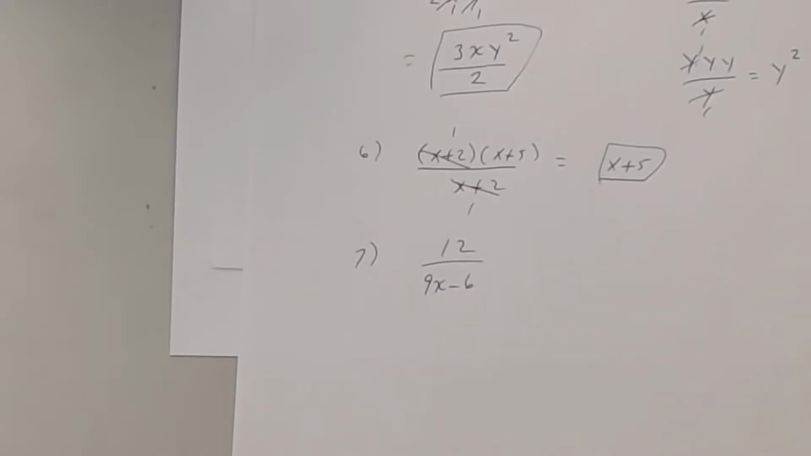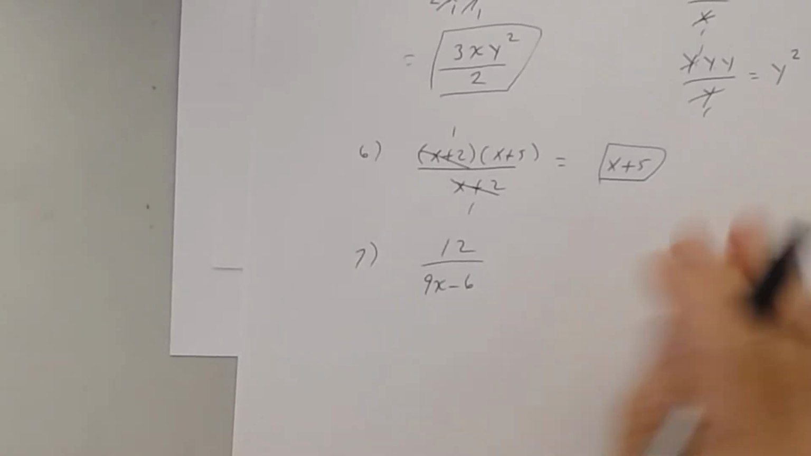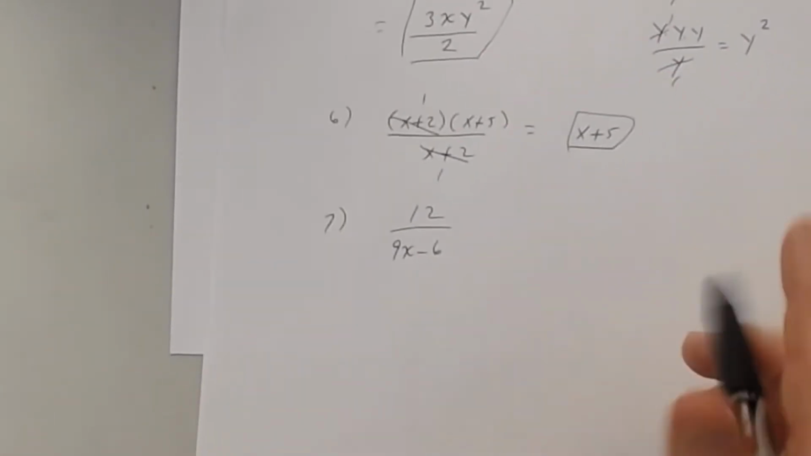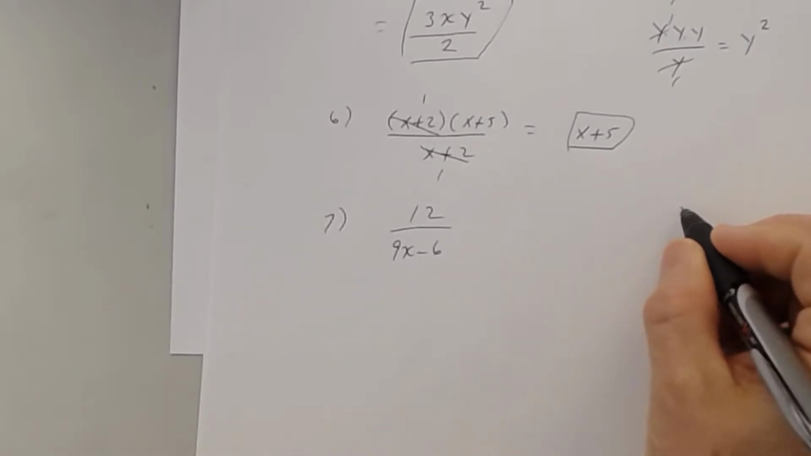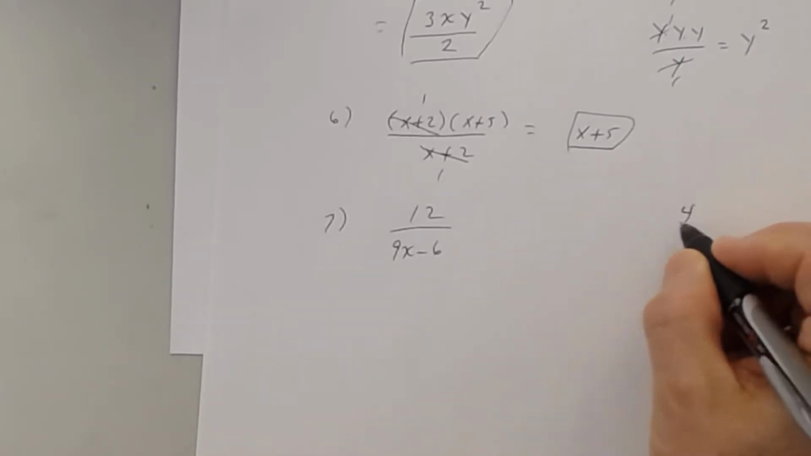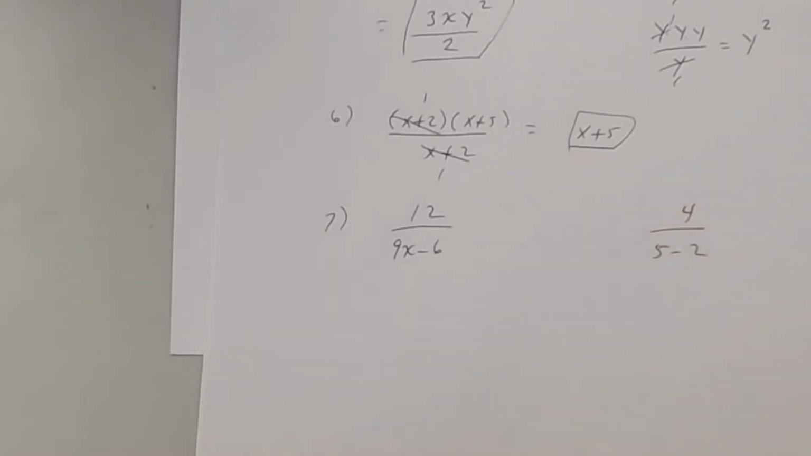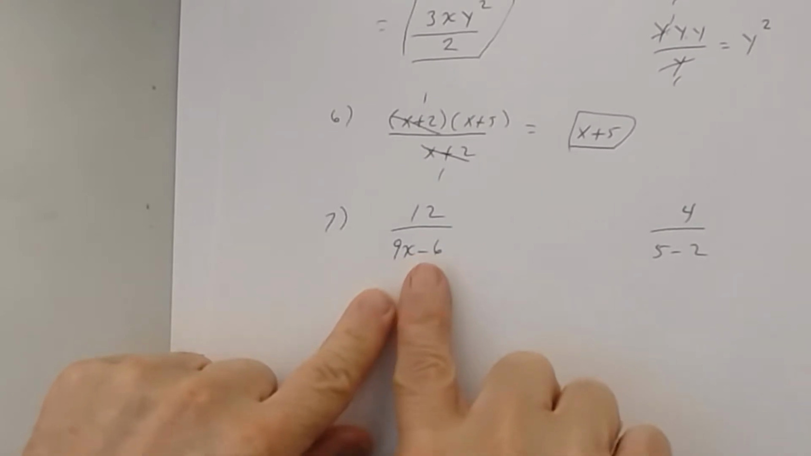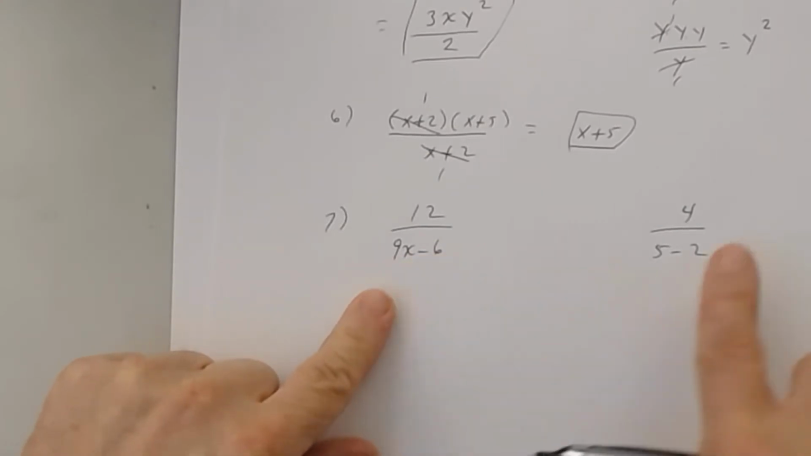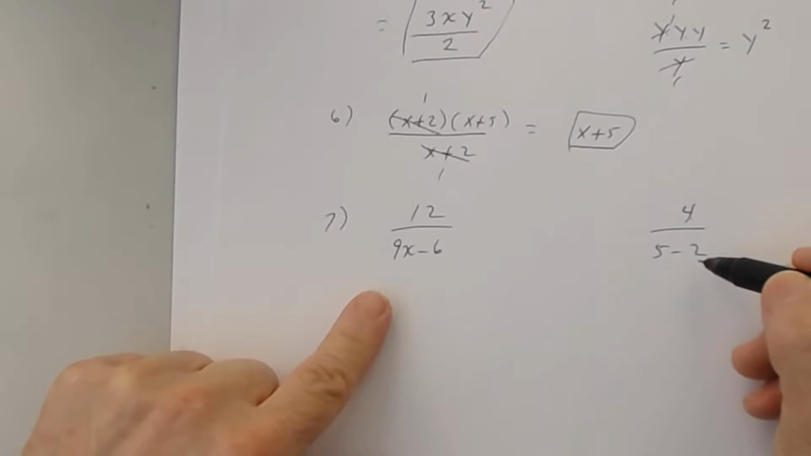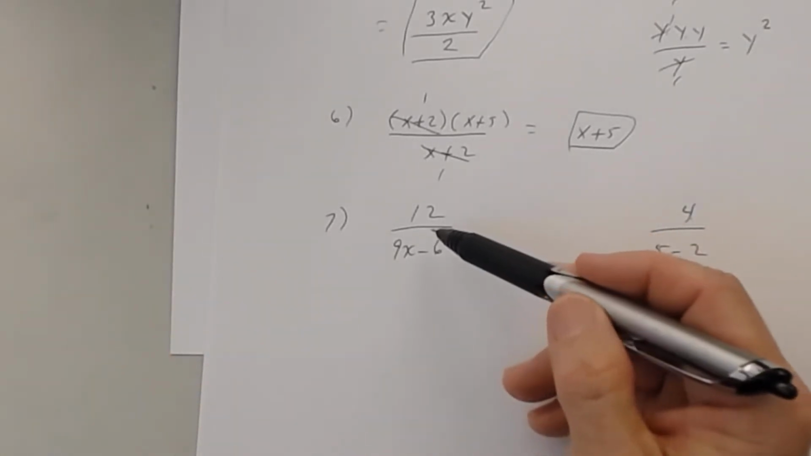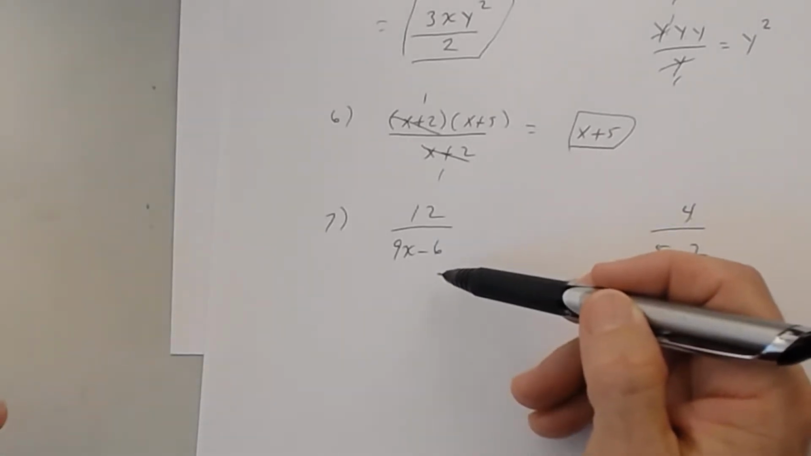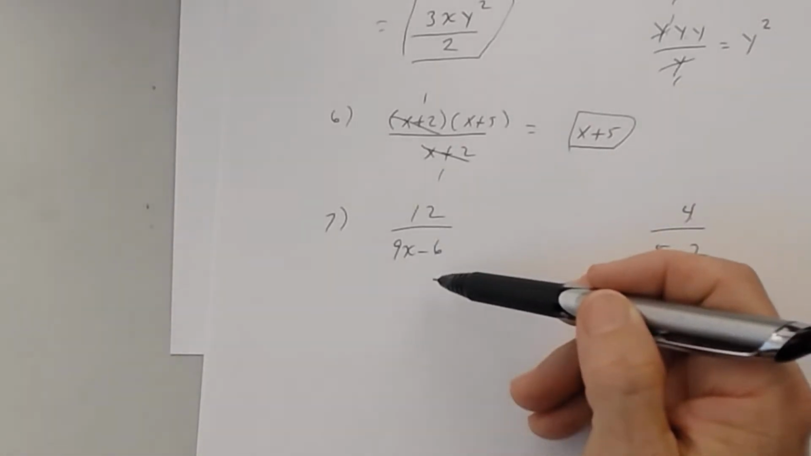All right, I'm going to ask you this then. Suppose I gave you 4 divided by 5 minus 2. And using that same idea, you're probably thinking, well, that 4 can reduce with this 2. Because that's what you said here. You said I can probably reduce the 12 and the 6, right? That's what you told me. Well, let's see if we can.